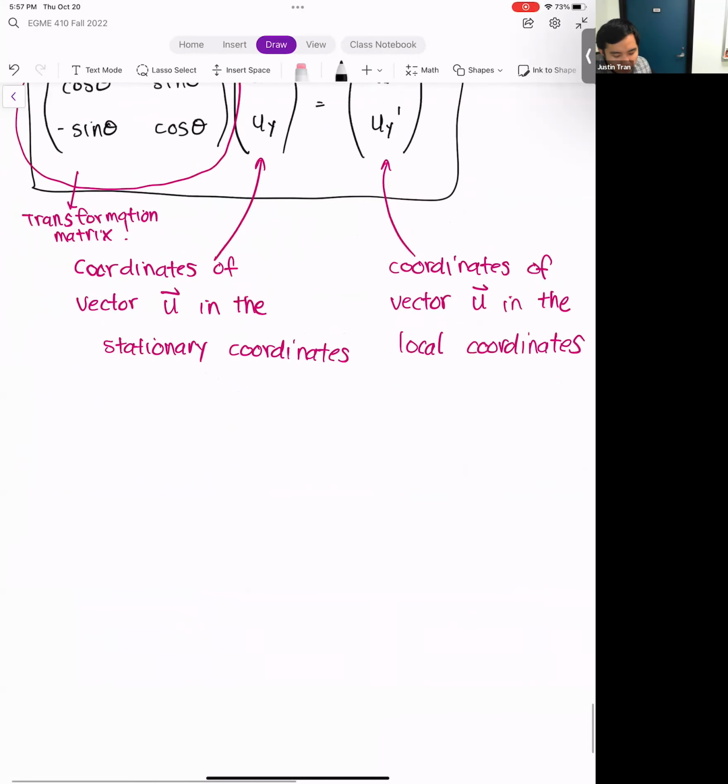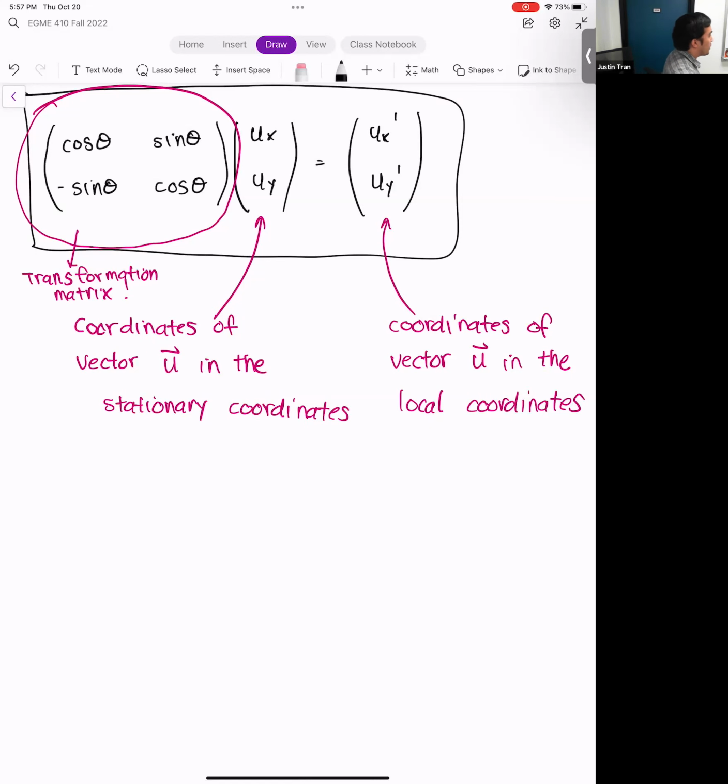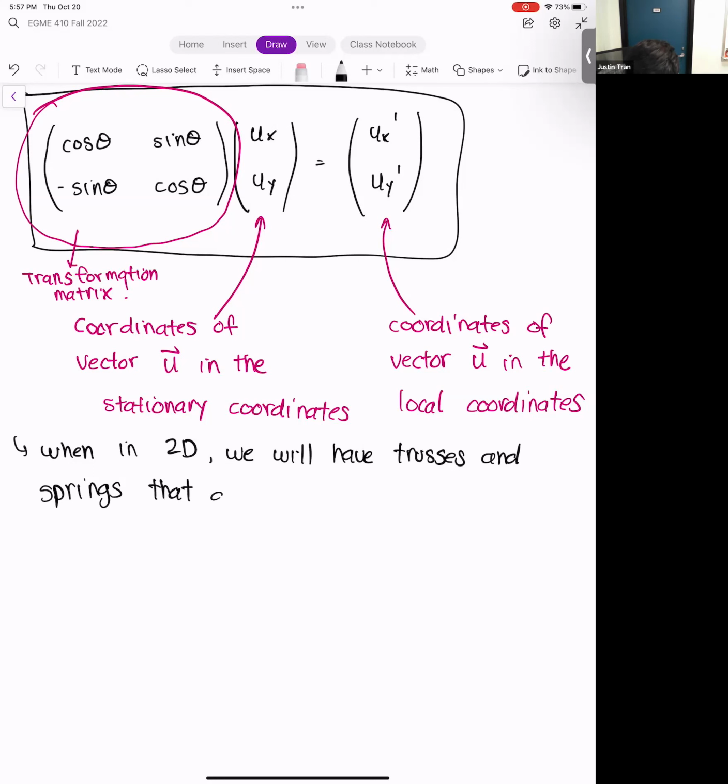So why are we going through this whole trigonometric coordinate transformation? The reason is that when we're in 2D, and this is true in 3D as well, we're going to have elements that don't face the same direction. This is true for trusses and springs. So I'll give you an example.